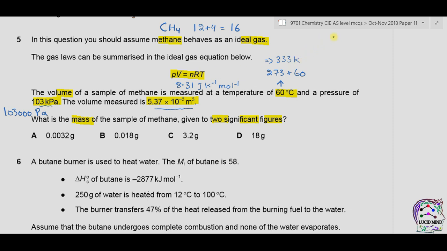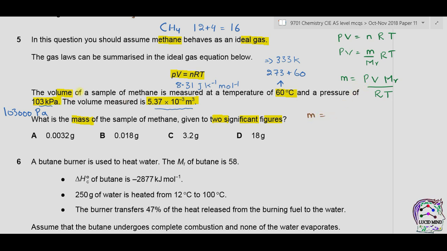Now we can rewrite the formula. Pressure into volume is equal to number of moles into R into temperature. Pressure into volume is equal to mass divided by molecular mass into R into temperature. Then mass will be equal to pressure into volume into molecular mass divided by R into T. Now putting the values, mass equals pressure.